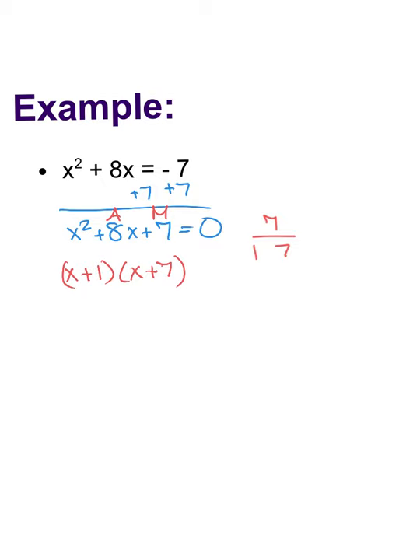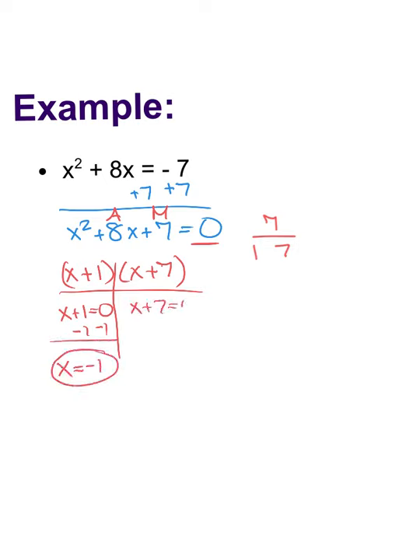Now again, I want to solve it because it's equal to 0, so I'm going to t-chart this, and if I set the left factor equal to 0 and solve, I get x equals negative 1. If I set the right side equal to 0 and I solve, I get x equals negative 7. So those are my 2 answers. Again, when you see x squared, you should have 2 answers.